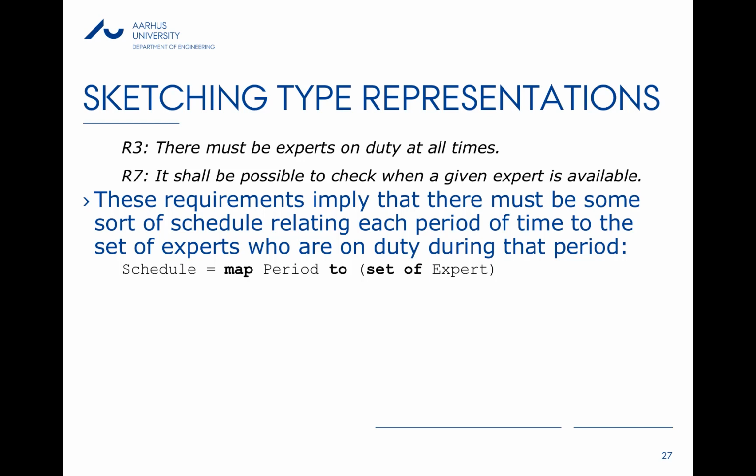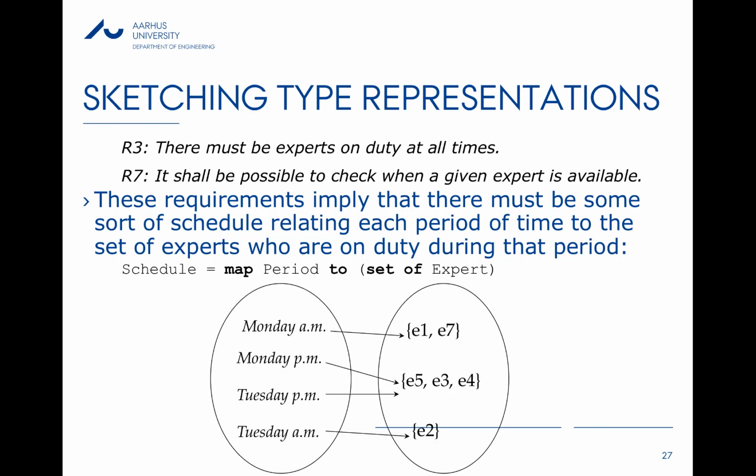So it means that there must be experts on duty at all times. So that means that we have a mapping from the period and then to the experts that are on duty at that point of time. So it could look like this. Let's say we had two turn shifts, one for the morning, one for the afternoon. Then for Monday morning it could be E1, E7, and for Tuesday afternoon it could be these three experts, and the same would hold for Monday afternoon. So they would come both afternoons, but some other people would be there on Monday and Tuesday morning.